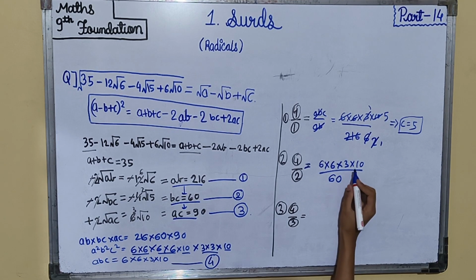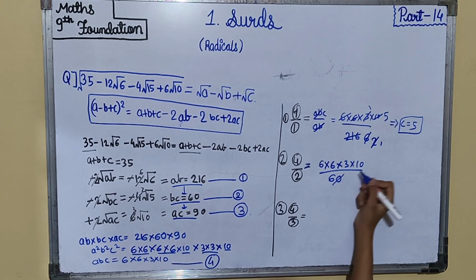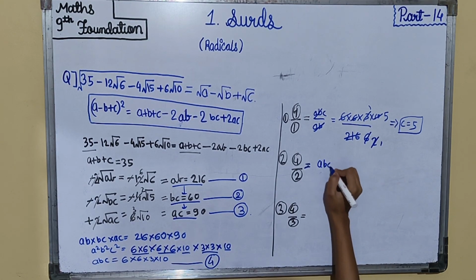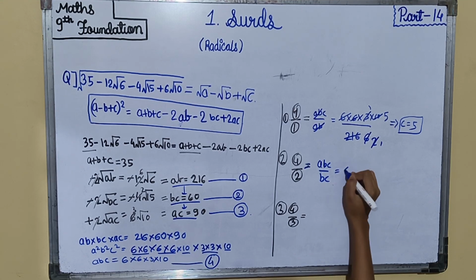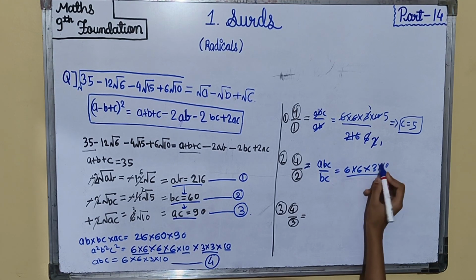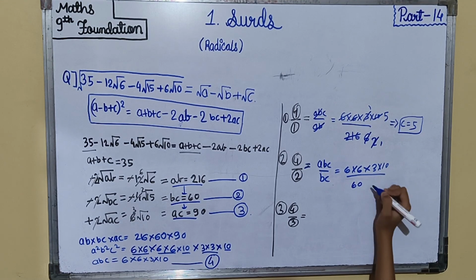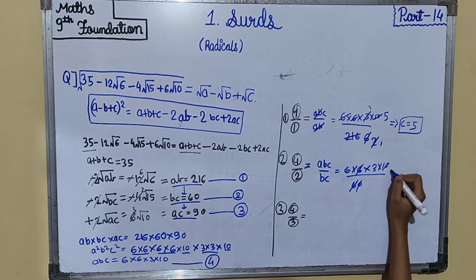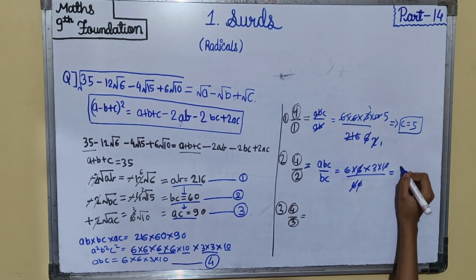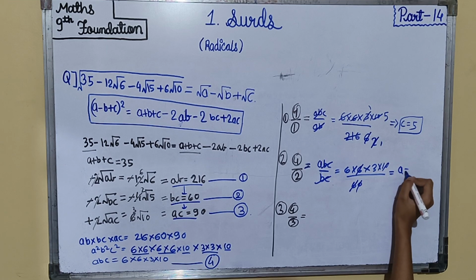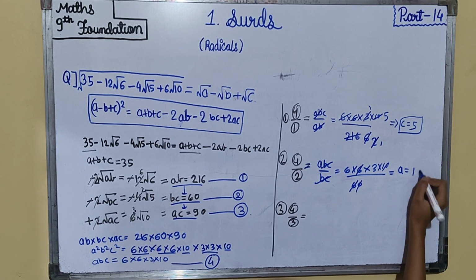BC is 60. Sorry, I forgot to write this. So, ABC upon BC is equal to 6 into 6 into 3 into 10 upon BC's value, which is 60. 0 will get cancelled. 6 ones are 6. 6 will get cancelled. So 6 into 3 would be 18. So A will be equal to 18.